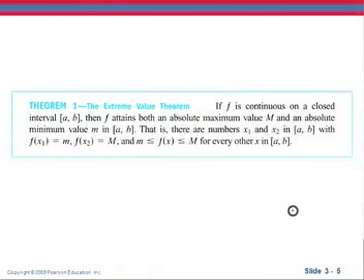Now, the extreme value theorem says if f is continuous on a closed interval. That's important because notice some of the examples from the previous slide were not closed intervals. But if we have a continuous function on a closed interval, then f attains both an absolute maximum value and an absolute minimum value in that range. There are numbers, x1 and x2, between a and b, where f of x1 is the minimum and f of x2 is the maximum. And m is less than or equal to every other y value, and capital M is greater than or equal to every other y value.